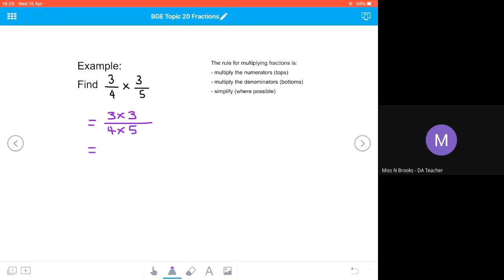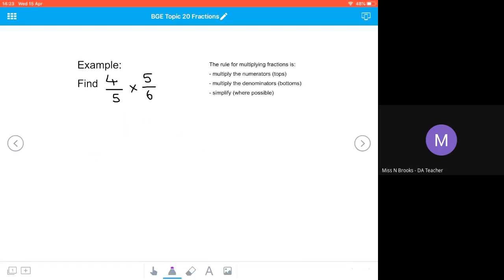Now 3 times 3 is 9, fraction line, 4 times 5 is 20. And then I have to check and see if I can simplify it. 9 and 20 do not have any common factors, so therefore 9/20 is 3/4 times 3/5 in its simplest form. So let's have another look at a new one.